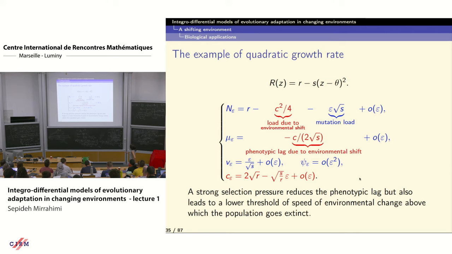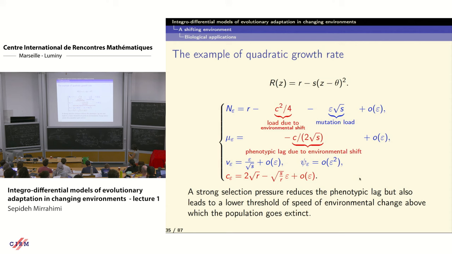If everyone was adapted... But the thing is that not everyone in the population is adapted. First of all, because we have mutations. So we have a mutation load, because of the mutations there's a variance in the distribution, so not everybody can be adapted. But there's also another load.